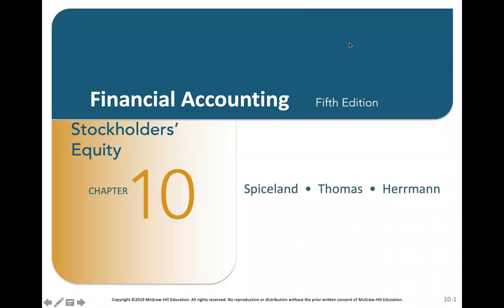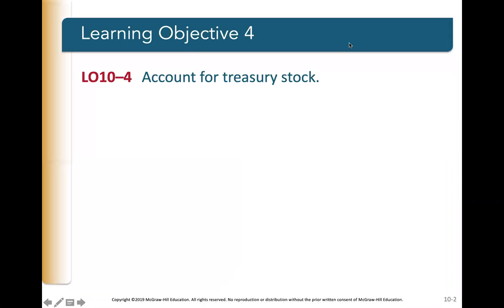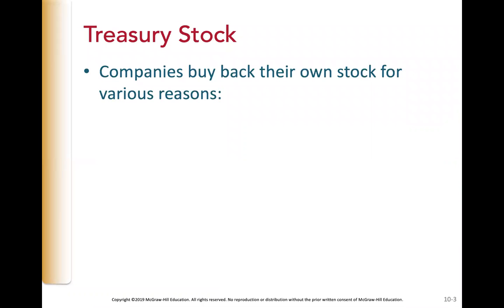Chapter 10, Accounting for Treasury Stock. We just looked at the issuance of common and preferred stock. Now we're going to look at what happens when companies buy back shares of their own stock that they have previously issued. Treasury stock is when the company buys back their own stock, and they could do so for various reasons.